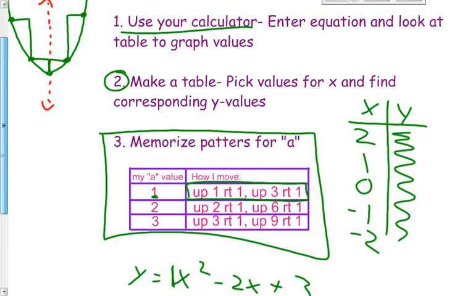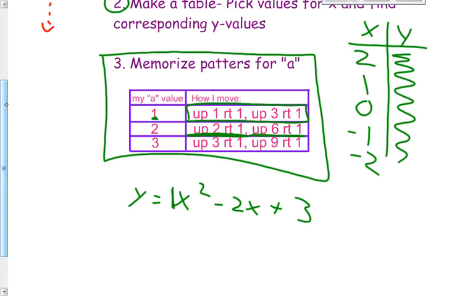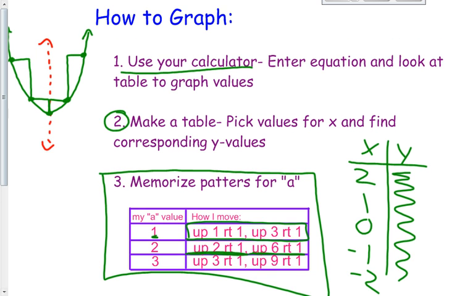If your a value was 2, you go up 2, right 1, up 6, right 1. So if my a value was 2, let's say this was 2x squared, so on and so forth. From your vertex, you go up 2, right 1, up 6, right 1. And there would be your graph. Likewise, you do the same thing on the left side, because they are symmetrical. And then I think you're maybe getting the pattern.